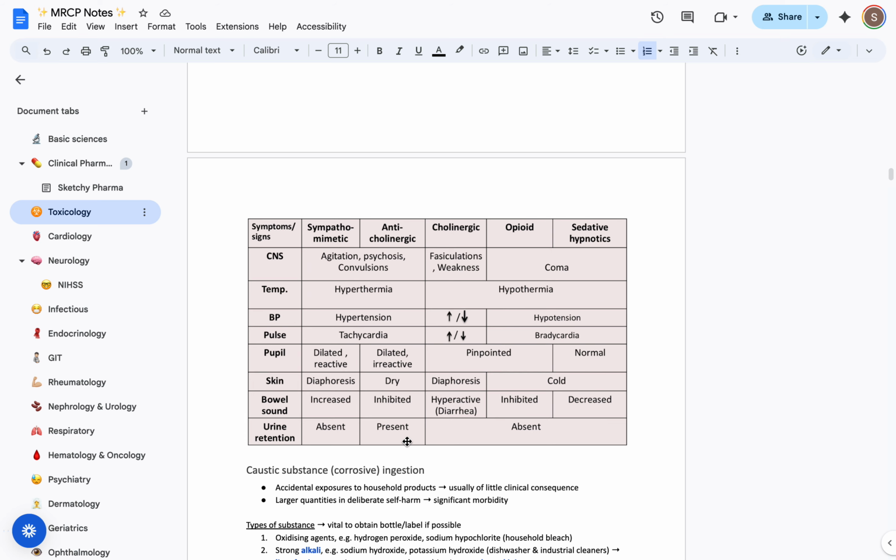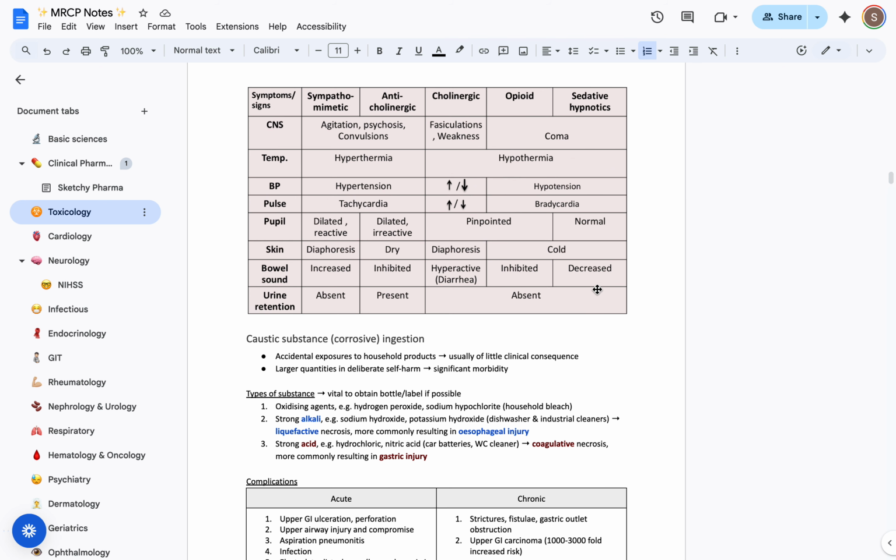So urine retention is only in the anticholinergic. That's the only one that has everything dry, right? And then the skin is also only dry in anticholinergic. And then the pupils are dilated in both sympathomimetic and anticholinergic, and they are pinpoint in cholinergic and opioids. Tachycardia, the sympathomimetic and anticholinergic have tachycardia. Opioids and sedatives have bradycardia and hypotension and hypothermia.